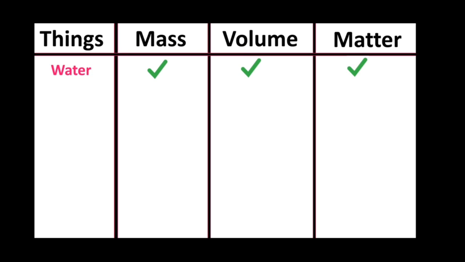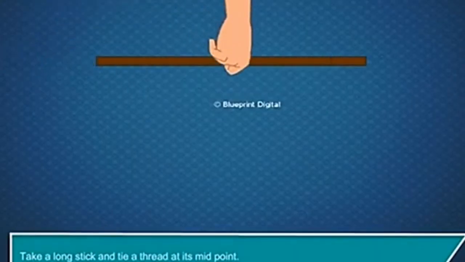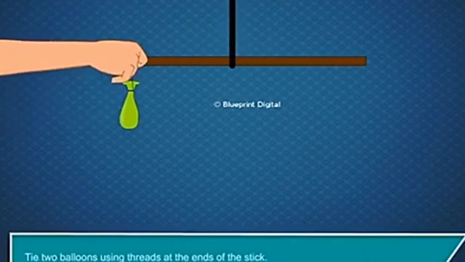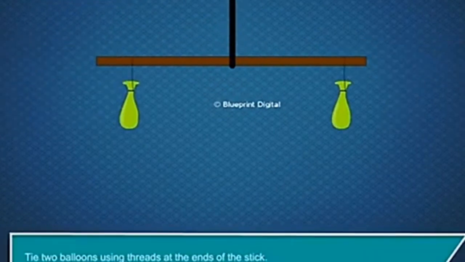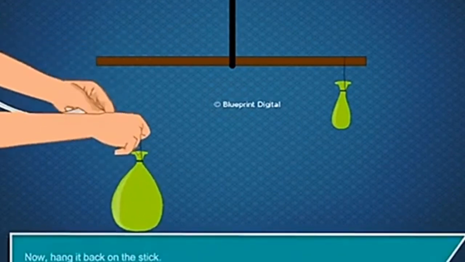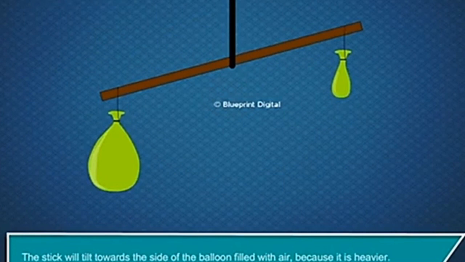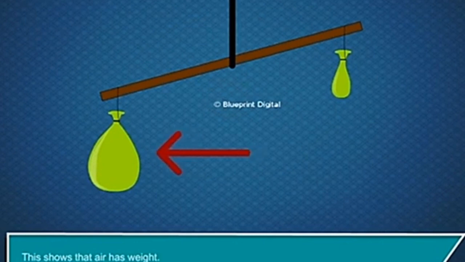The second example that we are going to choose is air. What about air? Can we measure the mass of air? Can we measure the volume of air? Let us see. Take a long stick and tie a thread at its midpoint. Tie two balloons using threads at the ends of the stick. Remove one of the balloons and blow it up. Now hang it back on the stick. The stick will tilt towards the side of the balloon filled with air because it is heavier. This shows that air has weight.